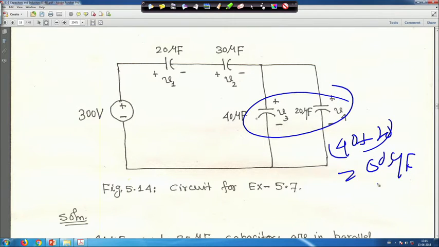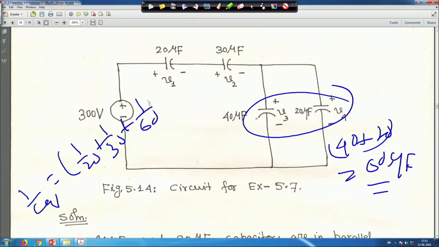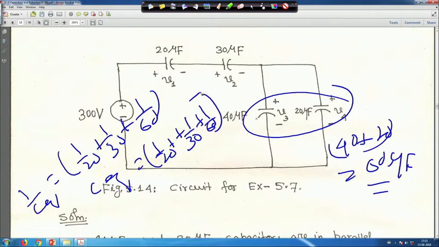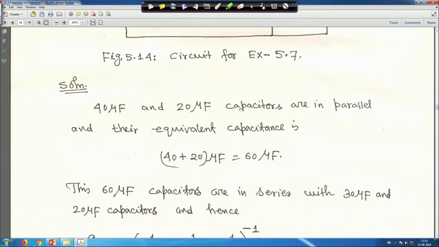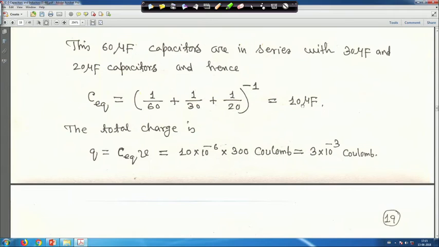Now, 20, 30 and 60 are in series. That means, 1 upon CEQ is equal to 1 upon 20 plus 1 upon 30 plus 1 upon 60. That means, CEQ is equal to 1 upon 20 plus 1 upon 30 plus 1 upon 60, whole to the power minus 1, just the reciprocal of that, that is why minus 1 is given here, right. So, that is why you get 10 microfarad.